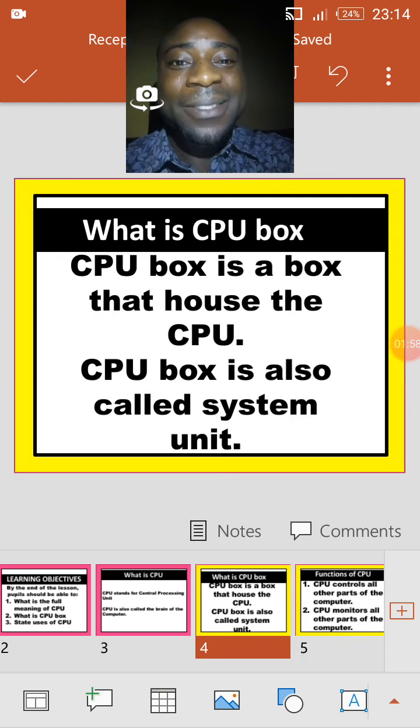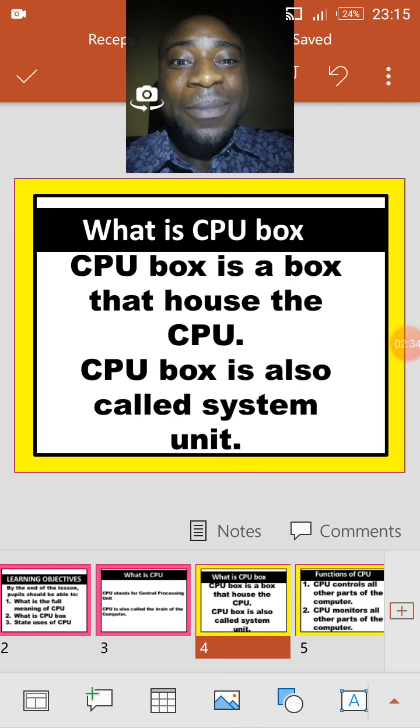Now, friends, since we already know the meaning of the CPU, what about the CPU box? CPU is very fragile. That is, it can damage easily. So, the box that protects or houses the CPU is called the CPU box. The box that houses or protects the CPU so that it will not get damaged is called the CPU box.